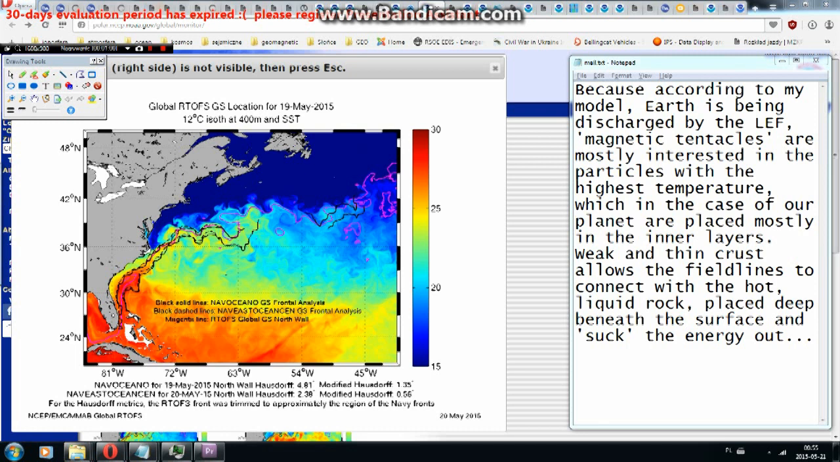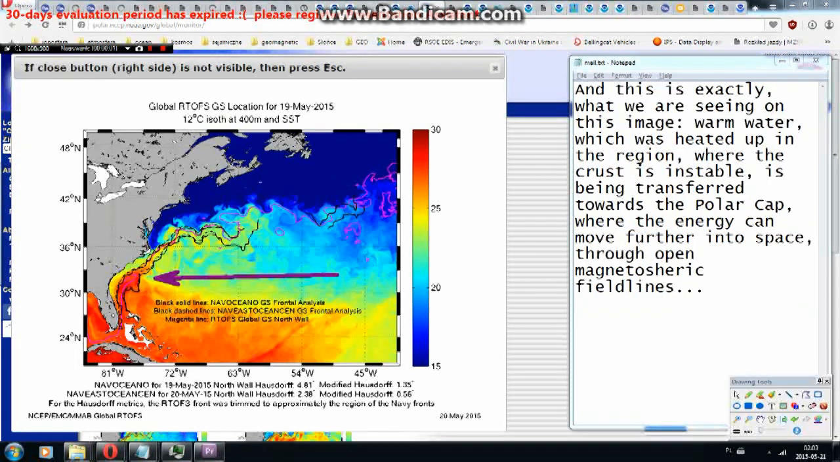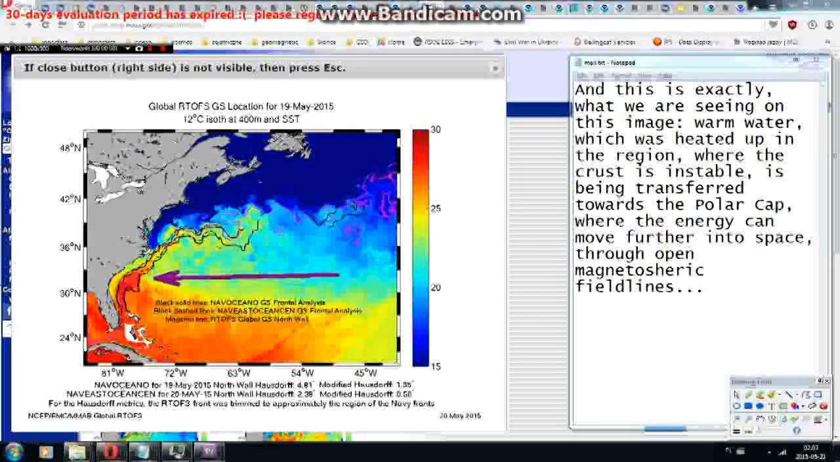Weak and thin crust allows the field lines to connect with the hot liquid rock placed deep beneath the surface and suck the energy out. And this is exactly what we are seeing on this image. Warm water, which was heated up in the region where the crust is unstable, is being transferred towards the polar cap, where the energy can move further into space through open magnetospheric field lines.